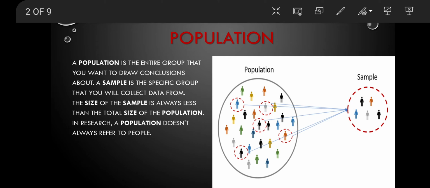First of all, I'm going to explain population. What does it mean by population? A population is the entire group that you want to draw conclusions about. A sample is a specific group that you will collect data from. The size of the sample is always less than the total size of the population.